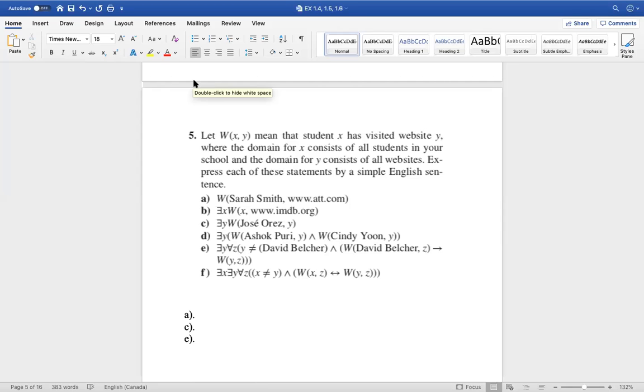Okay. So here we have this W(x, y), which represents that student x has visited website y. So we have to know the domain. The domain for x consists of all students in the class, and the domain for y consists of all websites. So express each of these statements by a simple English sentence. So W(Sarah Smith, www.att.com). So we already know what this function W(x, y) represents. It takes two variables, and putting it in English words, it means that student x has visited website y.